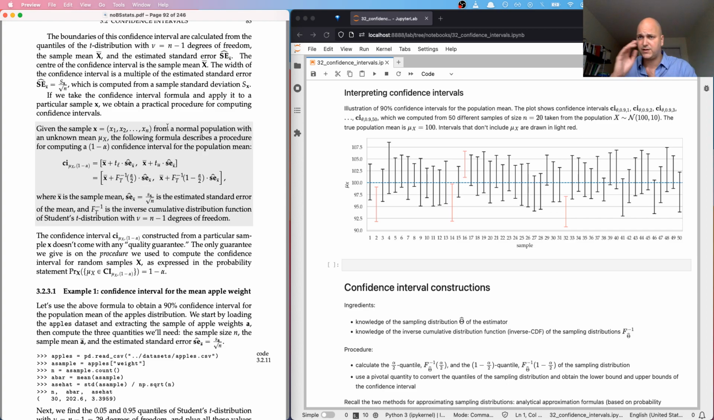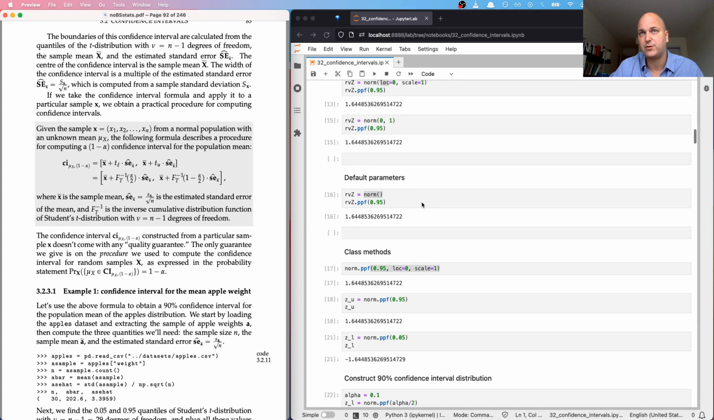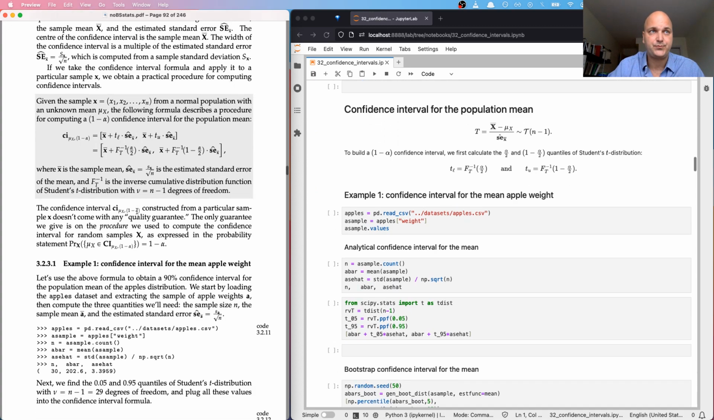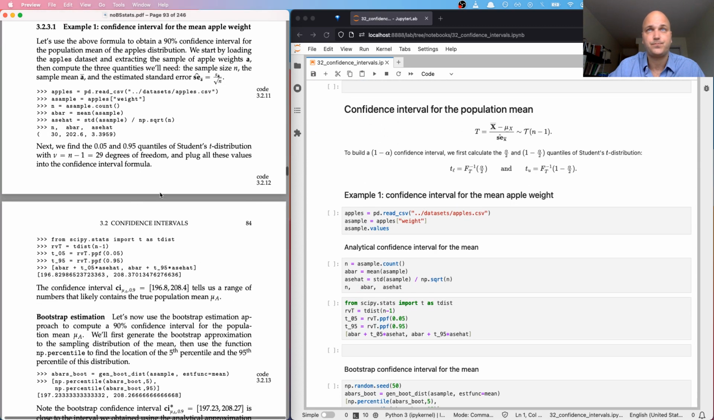Very important distinction: for one particular sample, there's nothing you can say. Well, you know that you use a procedure that succeeds 90% of the time, but for one particular sample, it can either work or fail. Like this one failed, this one worked. Okay, so I know this is a little tricky, but that's what we get. Let's look at an example.